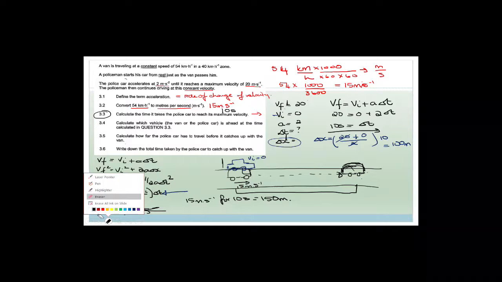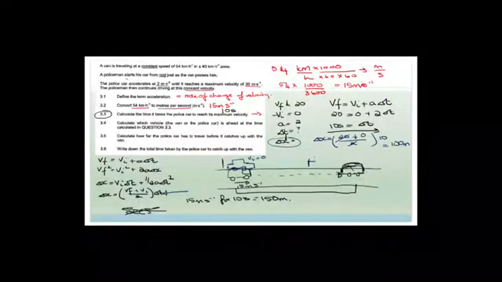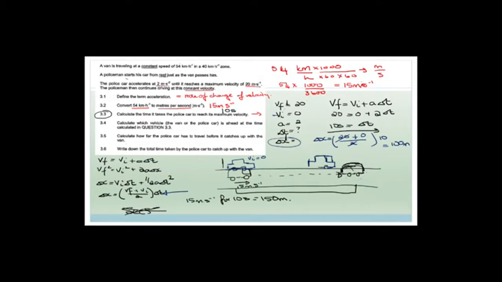So that is going to give us 100 meters. That means that after these 10 seconds, I just erased something, the police car is only over here. The other one has traveled 150 meters and the police car is behind him. Do you understand that?